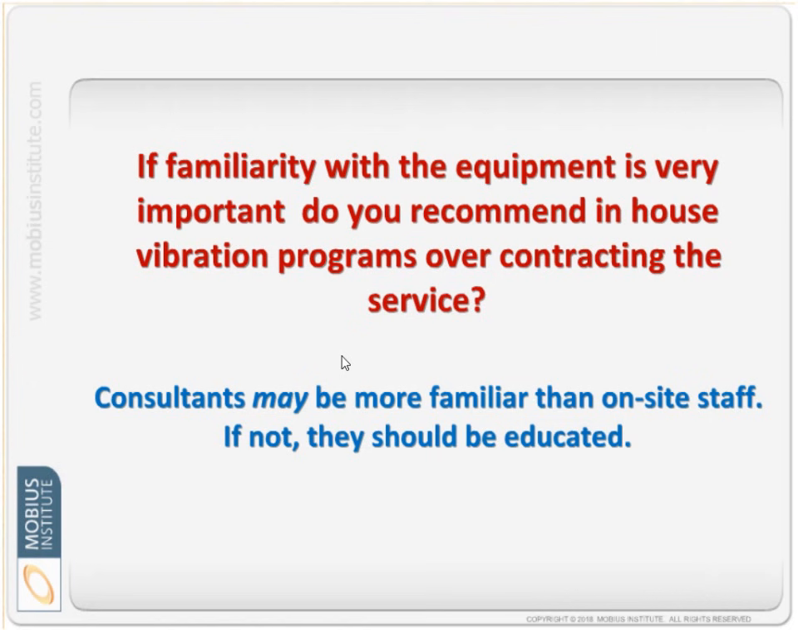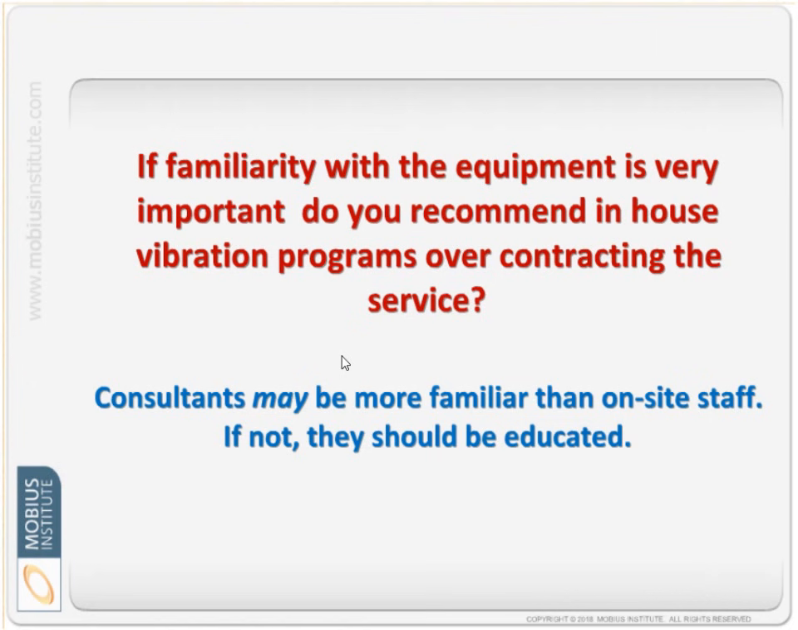So then the question is, well, if you're providing that as a service, can you still do a good job? Well, the answer is yes. Sometimes the consultants may be more familiar with the machines at your plant because they've seen those machines at other plants, more familiar perhaps than people at the site. It can be vibration analysts who never take the time to really understand what's inside the machine. So that's one question, but either way, whoever is doing a vibration analysis should take the time to learn about the machines and ask all the questions that they can.